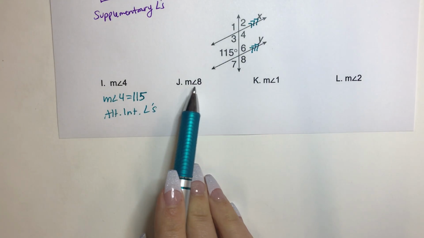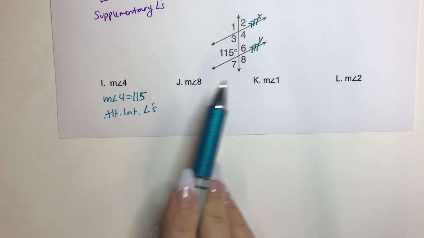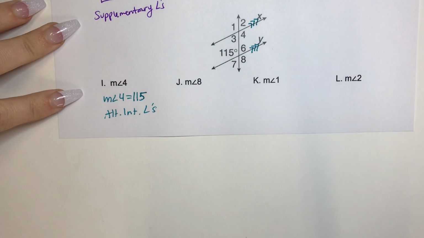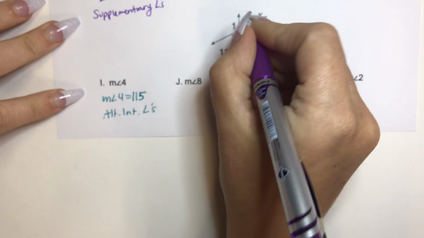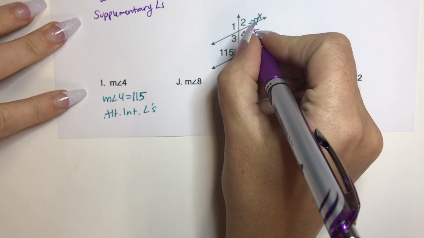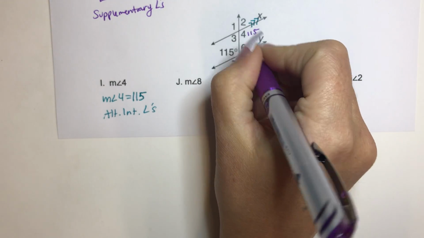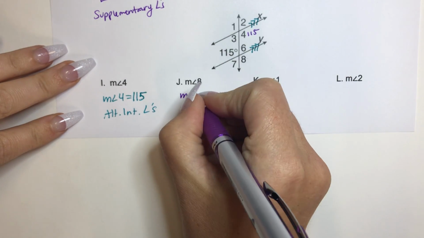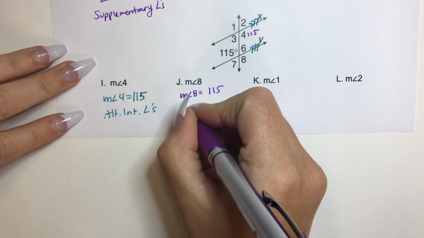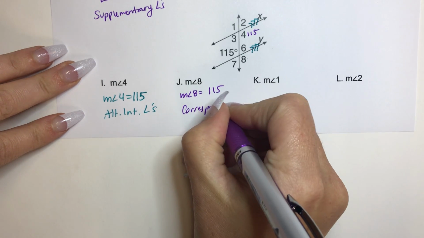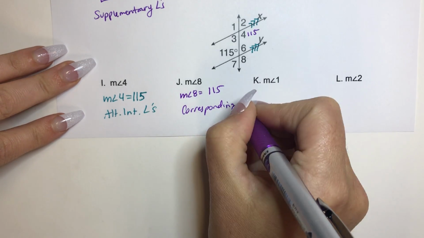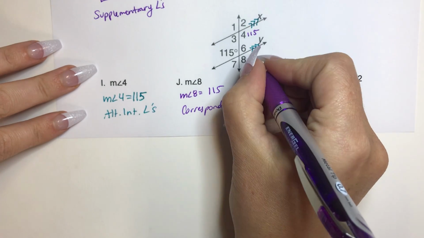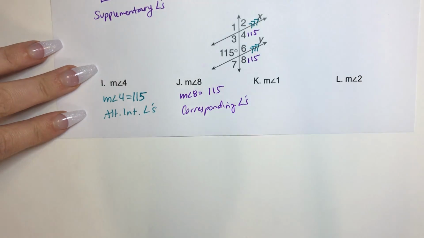Okay, now let's look at the measure of angle 8. So what do we know? We know that this is 115. I'm going to use a different color. 4 is 115. And now they want us to find 8. Well, hey, that looks like corresponding angles. So the measure of angle 8 is equal to 115 because of corresponding angles. All right, so this one is 115. And also vertical angles, right?